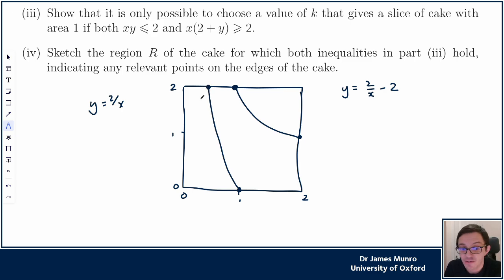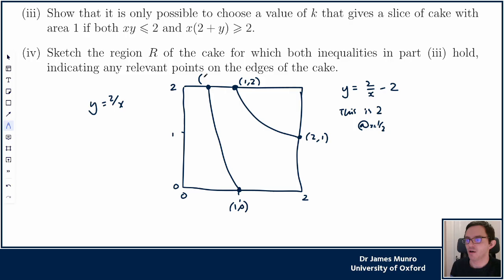Okay, they ask us to indicate any relevant points on the edge of the cake. There are 4 that I can see. 1, 2 over here, 2, 1 over here, 1, 0 over here, and then I've got to think a little bit. This is 2 at x is equal to 1/2, because then this will be 4 taken away 2 is 2. So this is 1/2, 2.